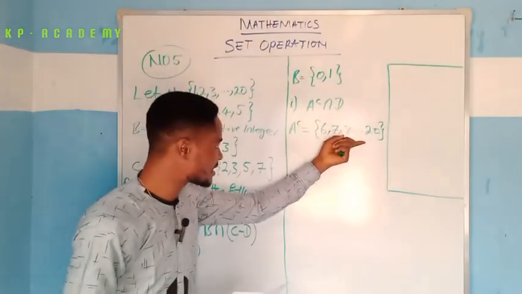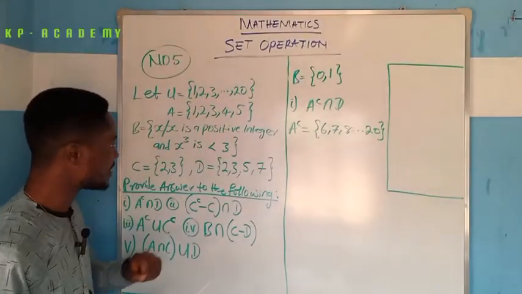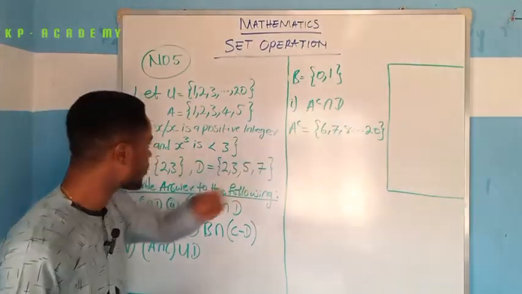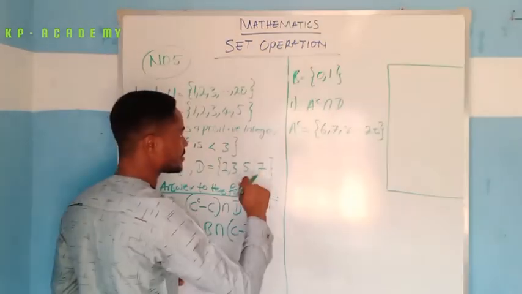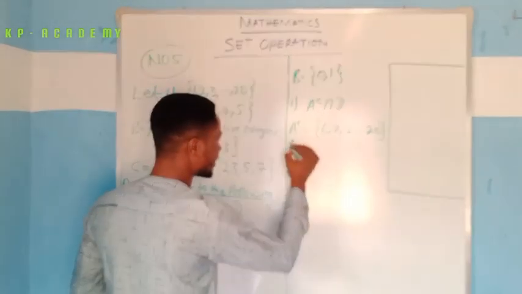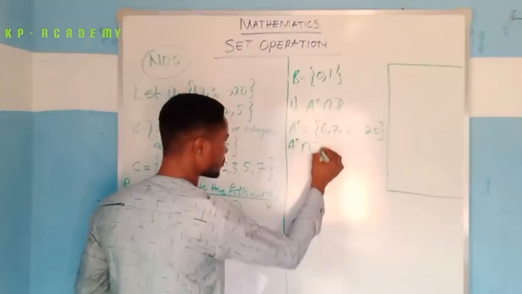So these are the numbers that are in the universal set, but they are not in the given set A. Hence, it is called A complement. Okay, next question. Now, next thing to be done under this I is to now find A complement intersection D.